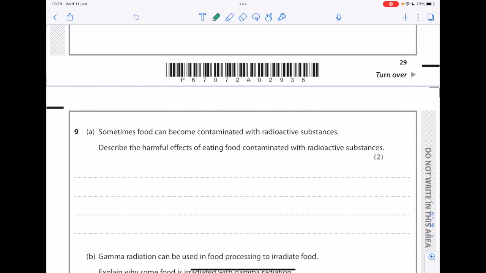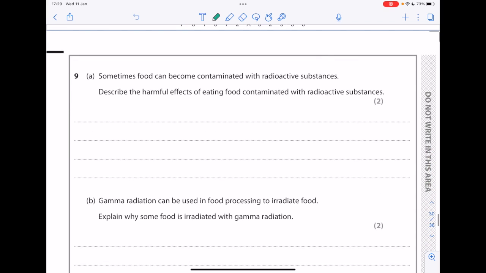Sometimes food can become contaminated with radioactive substances. Describe the harmful effects. So that radioactive substance gets taken inside the body, and then because it's radioactive, it emits ionizing radiation, which can lead to the mutation of cells and potentially cancer. So not something that I would recommend.